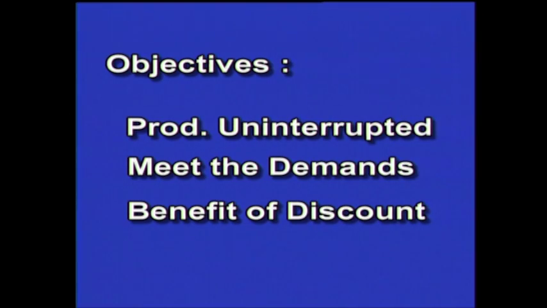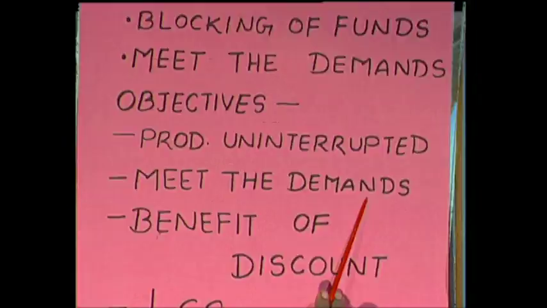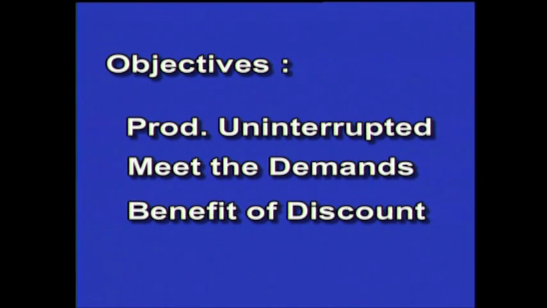The basic objectives of inventory management are to see to it that the production is uninterrupted. You should have sufficient amount of raw material so that your production is not affected. Similarly, you should have sufficient amount of finished goods so that you are able to meet the demands of the customers as and when they require. Similarly, when discount is being offered by the suppliers, you should go for purchase of raw material so that you are able to get the benefit of discount.